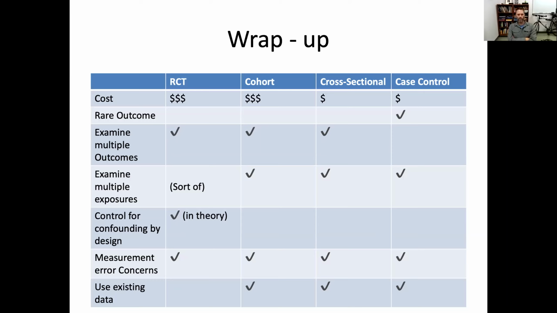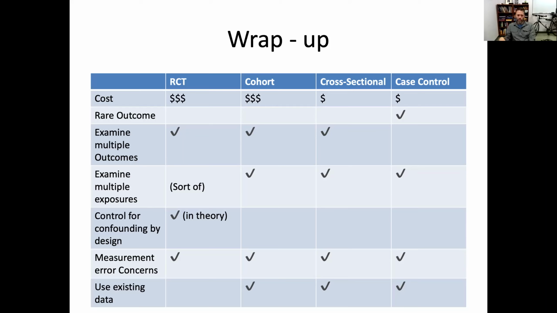If you want to examine multiple outcomes, case control studies are not your thing typically. It's harder to look at multiple outcomes with a case control study because you're sampling based on the outcome. There are fancier ways that you can get around it, but I wouldn't probably choose that as my first option if I really have multiple outcomes that I was interested in looking at.